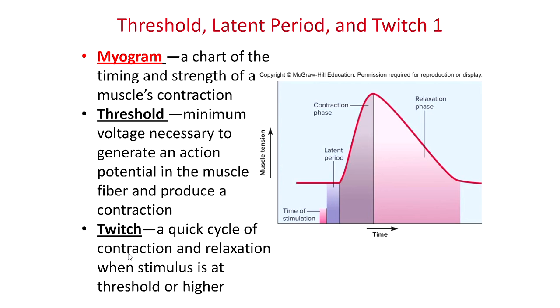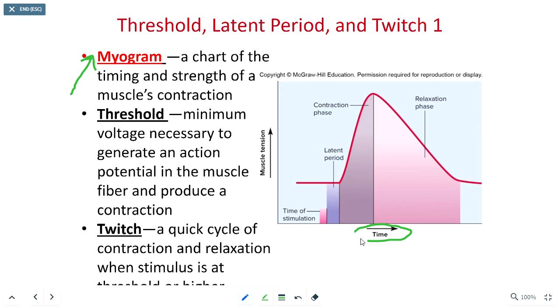So let's talk about analyzing our muscle twitch relationship over time. This is known as a myogram. And we can have time on our x-axis and muscle tension on the y-axis. So we have our independent variable of time, dependent variable of muscle tension.